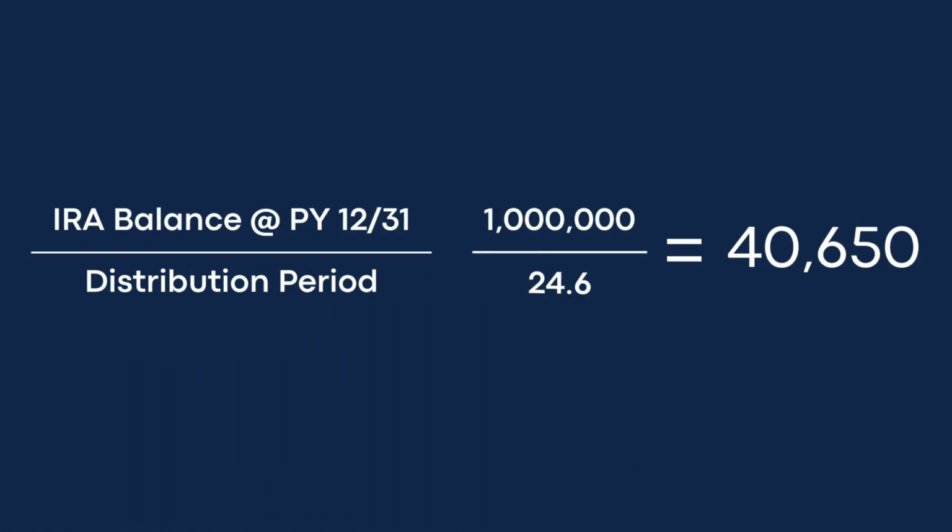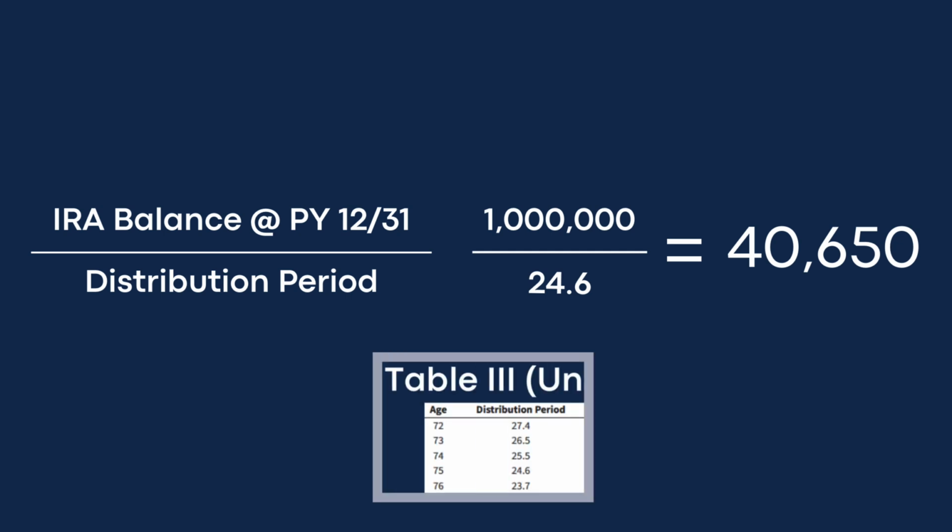Okay, so let's run through a calculation. Let's say we have a $1 million pre-tax IRA at 12/31 in the prior year end, and the owner is age 75 in the current year. So if we do the calculation, we see $1 million divided by 24.6 gets us to a distribution amount of $40,650. Pretty simple, right? Now you know how RMDs are calculated.